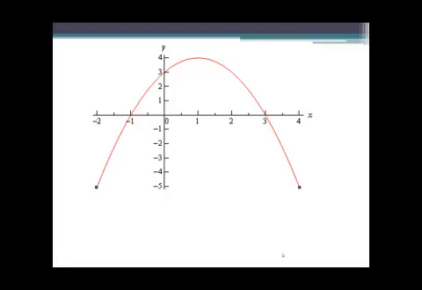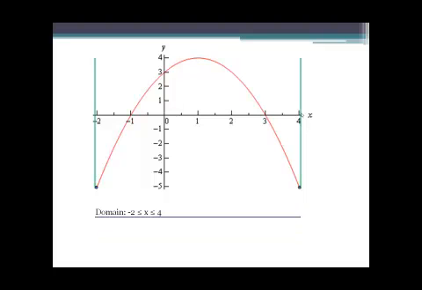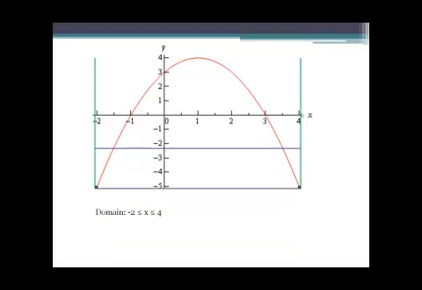Okay. Let's do an example of a parabola that opens down. So let's look at our domain. It starts at about negative 2, and it looks like it ends at about 4. So our domain goes from negative 2 to positive 4. Okay, let's look at our range, starting at the bottom of the graph and going to the top. So we can see that our range goes from negative 5 up to positive 4.